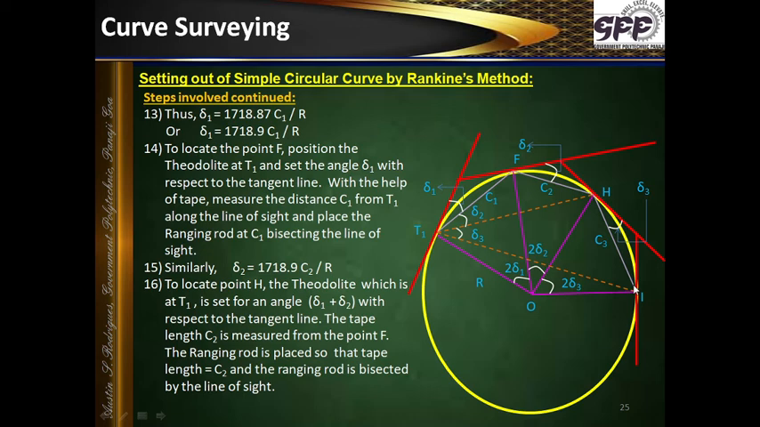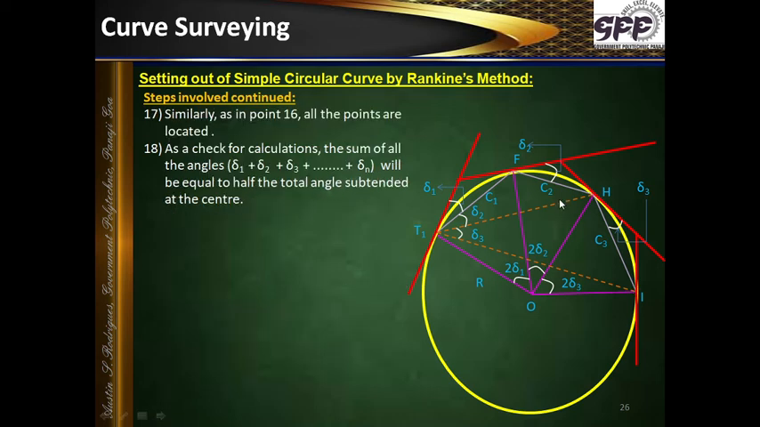So similarly I will be marking my last point, and when I mark the last point, it has a final subchord which has a different length. So I calculate that angle and then add that angle over there and then mark that point. This is how I will get all the points, and all these points will define the curve for me. So it will be joining T1 and finally the point T2. This is how we do the setting out of a simple curve by Rankine's method.